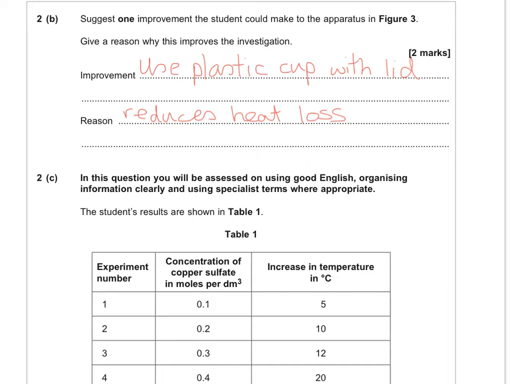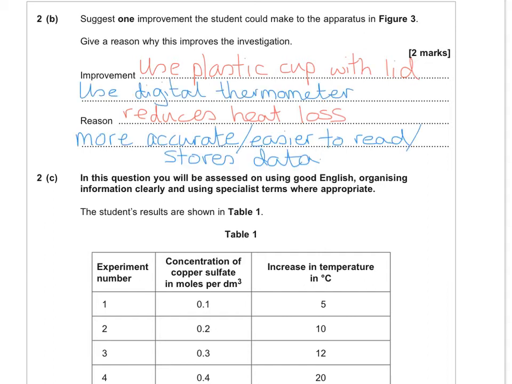And the second improvement could be to use a digital thermometer, and it's because it gives you more accurate or more easy to read data, and it also will store the data for you. So you must remember, whichever one you choose to do, you must state the improvement and the corresponding reason.